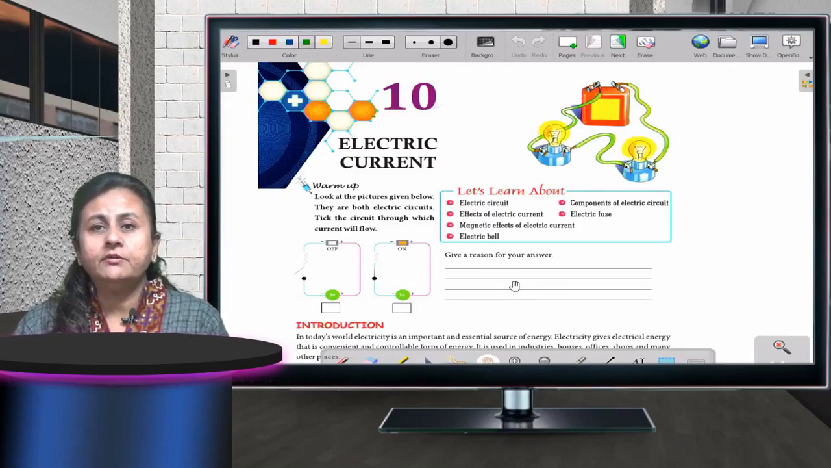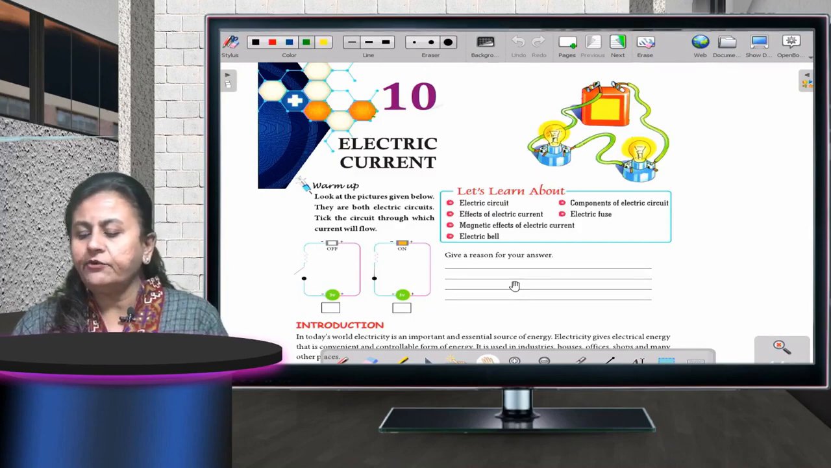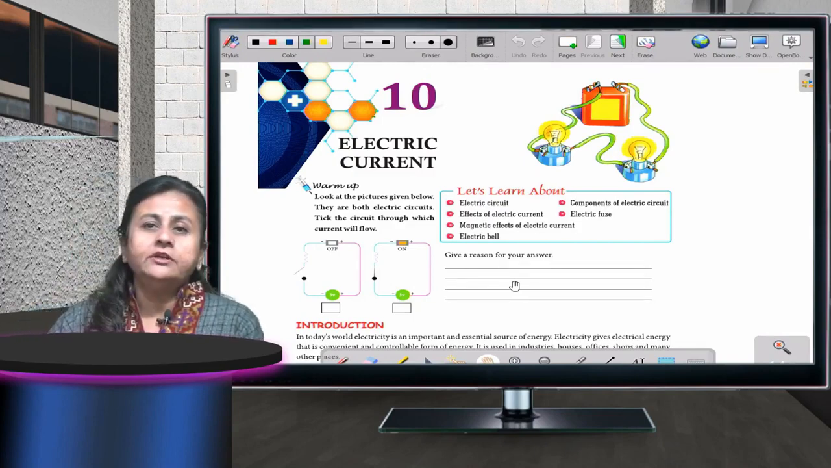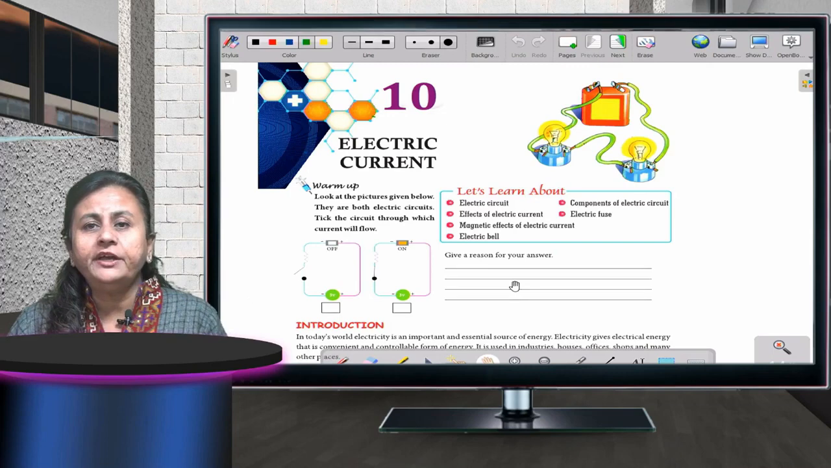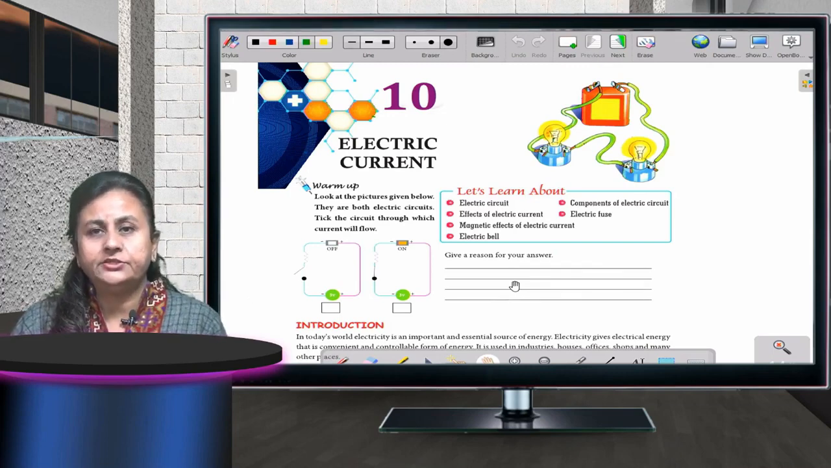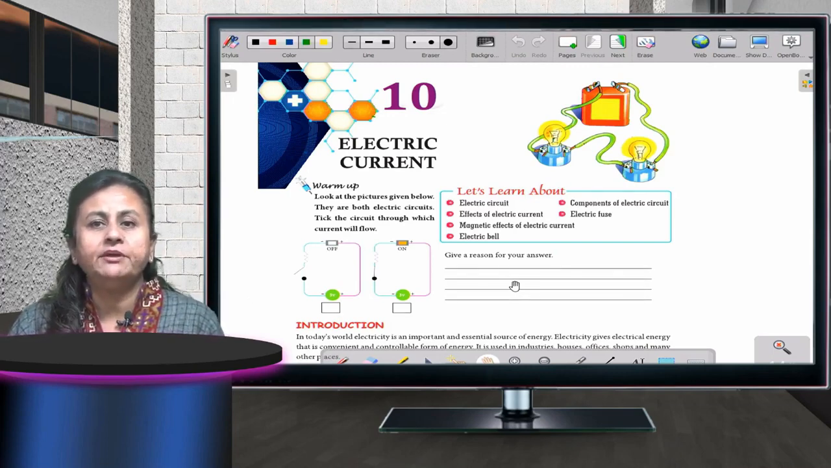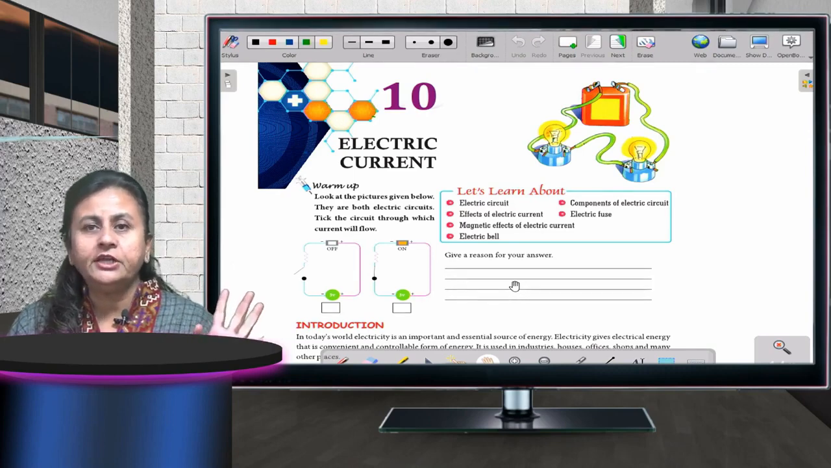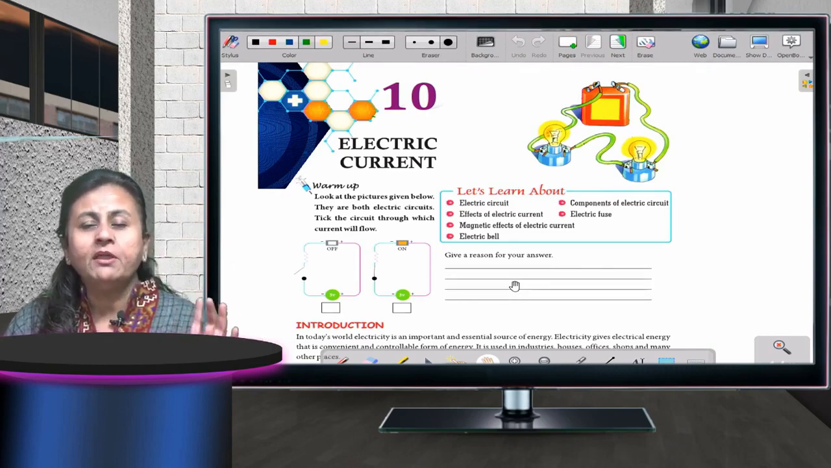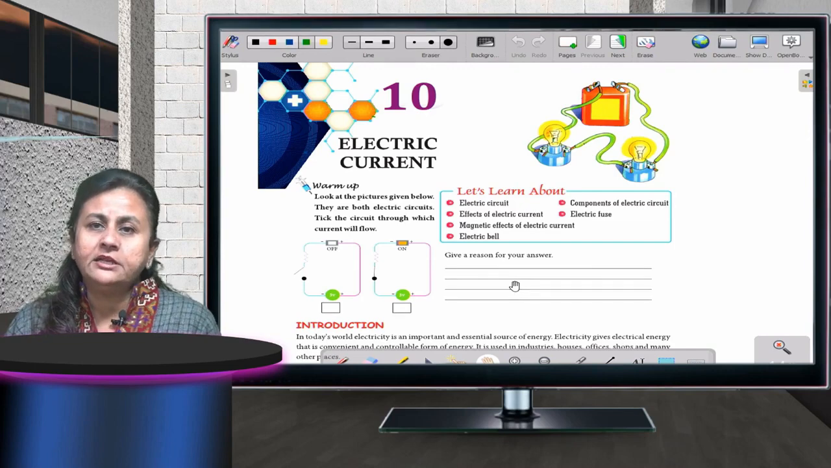The topic for the day is electric current. Children, we are using it every day from morning to night. Even when we are sleeping, we are using so many electrical appliances. And how do the appliances work? They work with the help of electricity. No electricity, no appliance would work. For running all the appliances, electricity is very important. So today in this chapter, we are going to read about this only.